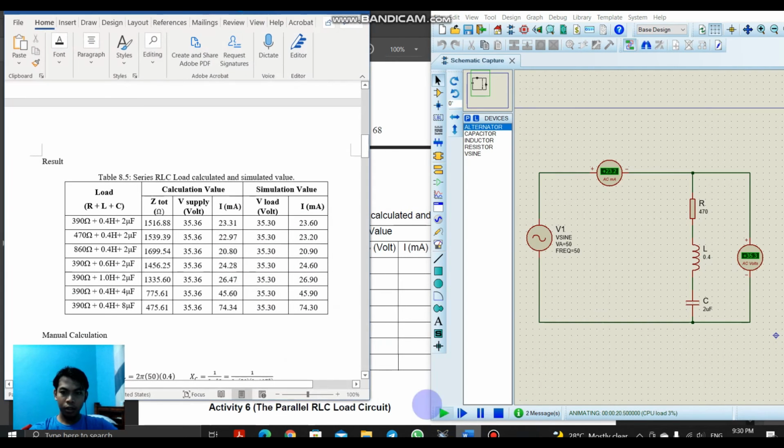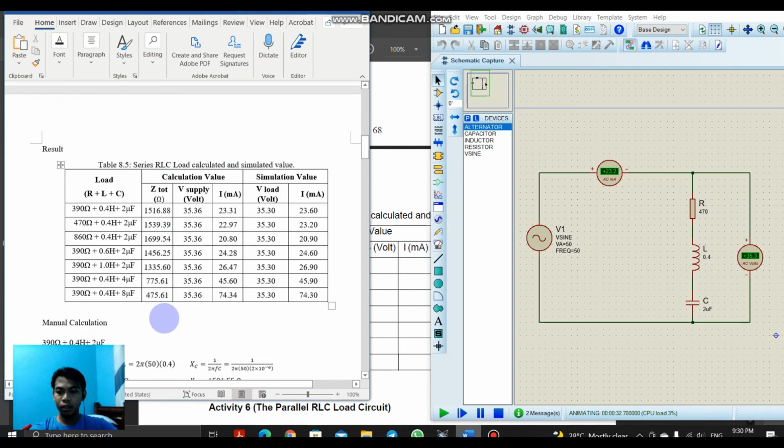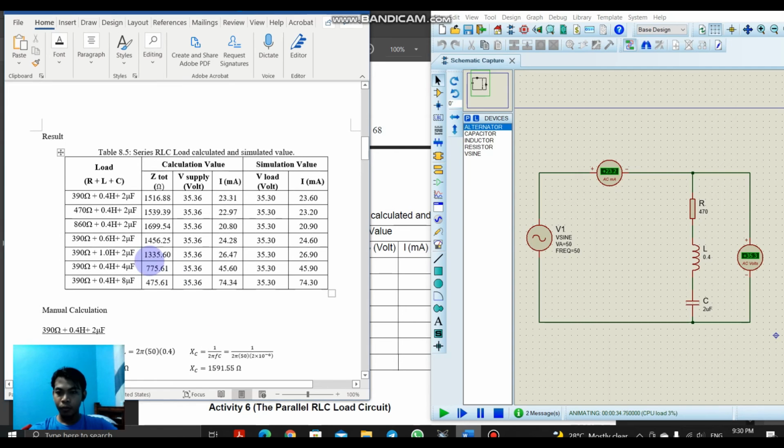And here is the full result of the simulation, which is the right side of the table. The left side is the value for the manual calculation, which we calculate below. So we can see here that all 7 parameters, with different combinations of values, have different values in current but the same value in voltage. So that's all for activity 5.